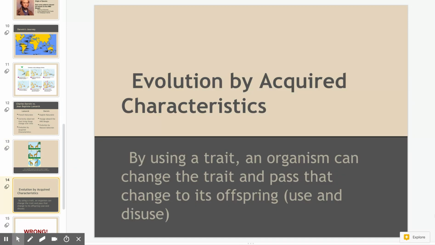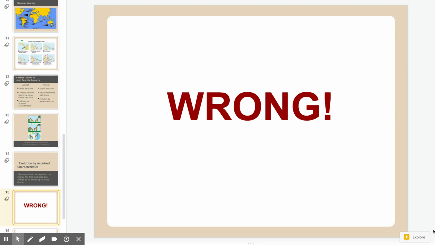So again, this is the idea of evolution by acquired characteristics, okay? So here it is. By using a trait, an organism can change the trait and pass it on to their offspring. So again, this would be like if I were to have an accident and lose my hand, which means I would only have one hand, right? And that would be my new acquired trait, so if I were to have a child, my child would also be born without a hand. And hopefully you're thinking, that does not make sense. That's wrong. And that was what Darwin argued.